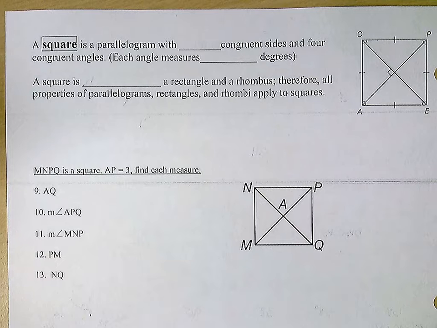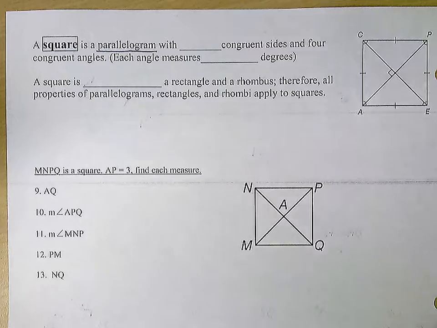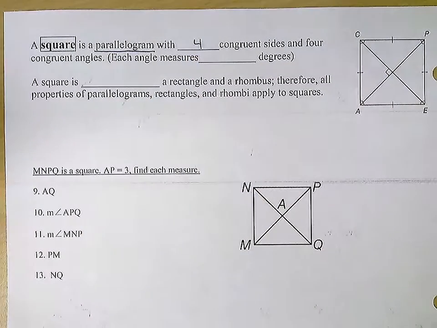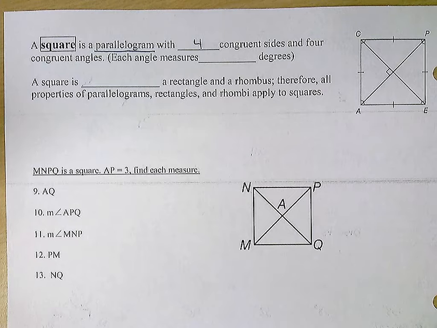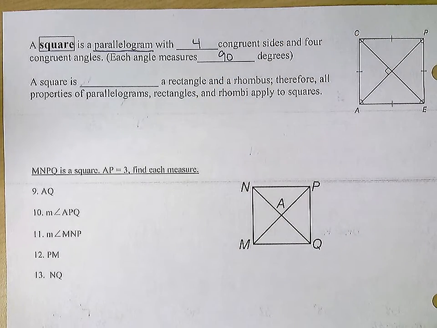So we just went over the properties of a rhombus. Now I want to go over the properties of a square. So a square is a parallelogram with 4 congruent sides and 4 congruent angles. Just like a rhombus, all 4 sides are congruent, but you also have all 4 angles congruent, meaning each angle measures 90 degrees. So in a square, all 4 of your angles are 90 degrees.